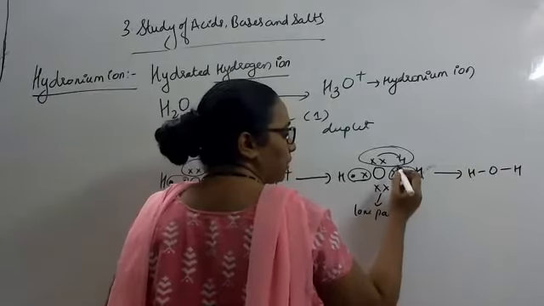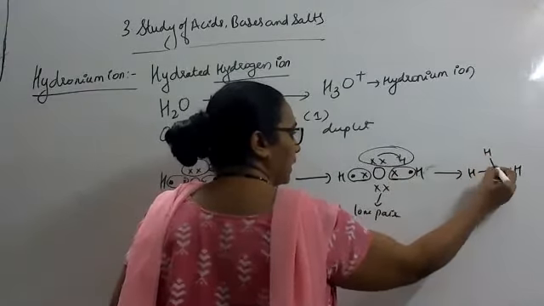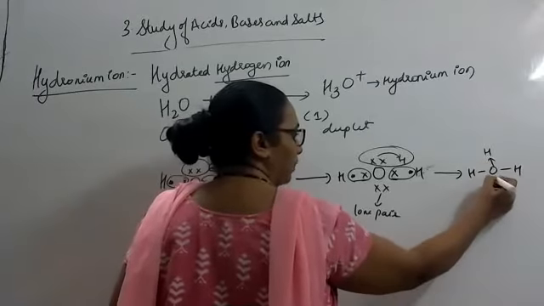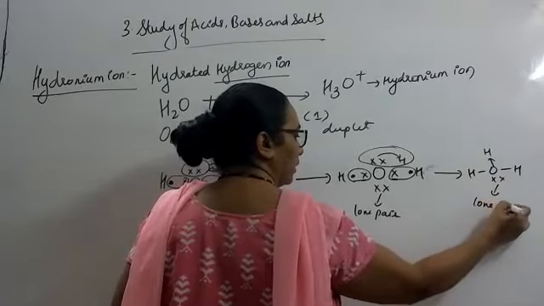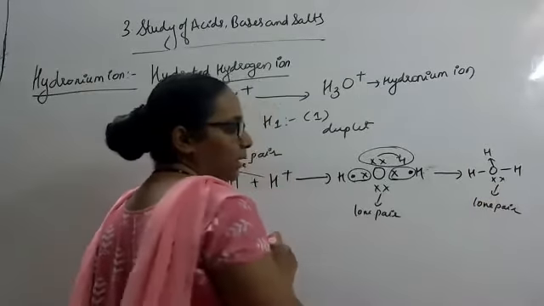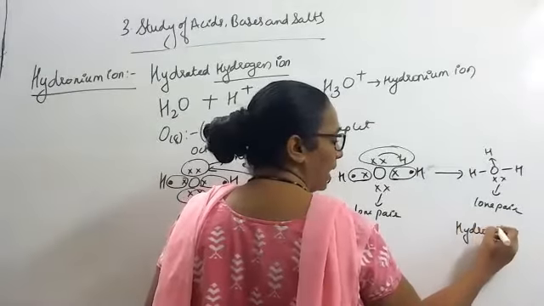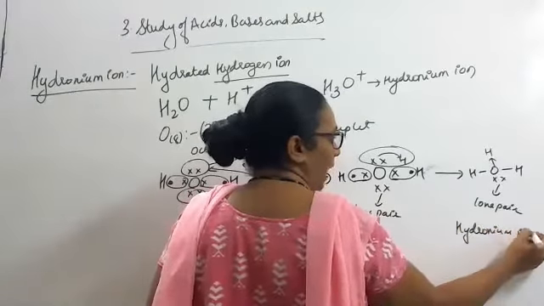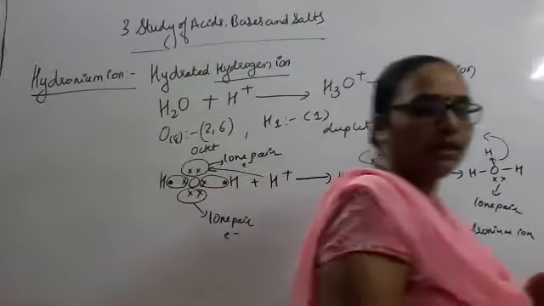So here, H. ये lone pair वाला H. और यहाँ पे आगे ये lone pair. So ये जो structure है, this is the structure of hydronium ion. And this arrow indicates which bond? Arrow is indicating which bond?